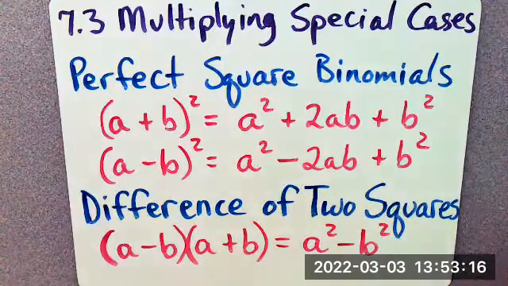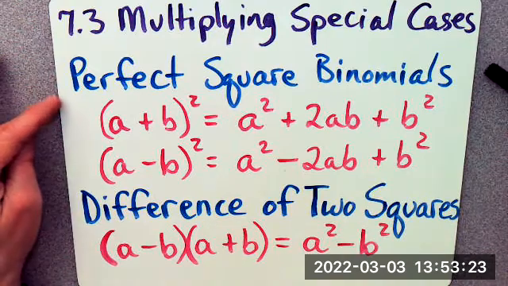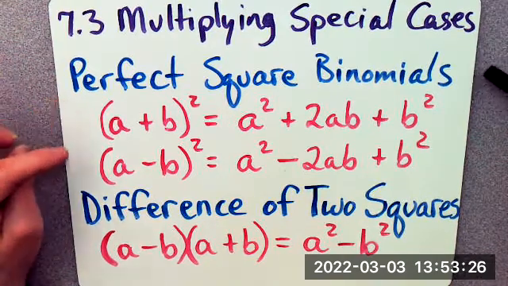Morning, this is Ms. Billerbeck, and we're going to talk about 7.3 multiplying special cases. First, we're going to talk about perfect square binomials.